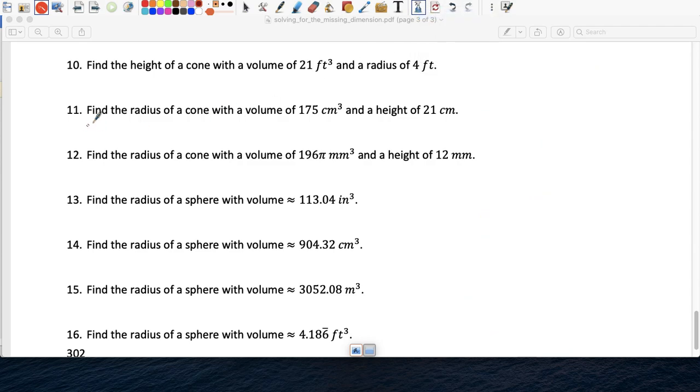All right, so let's do 11. Number 11 says find the radius of a cone. So here's the cone, and the radius is unknown. The height is 21, and the volume is 175. Radius unknown, question mark, and the height is 21.